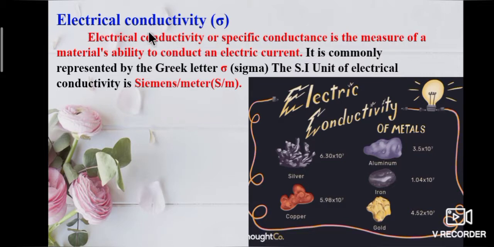Next, we have seen electrical conductivity. Electrical conductivity or specific conductance is the measure of a material's ability to conduct an electric current. It is commonly represented by the Greek letter sigma. The SI unit of electrical conductivity is Siemens per meter.